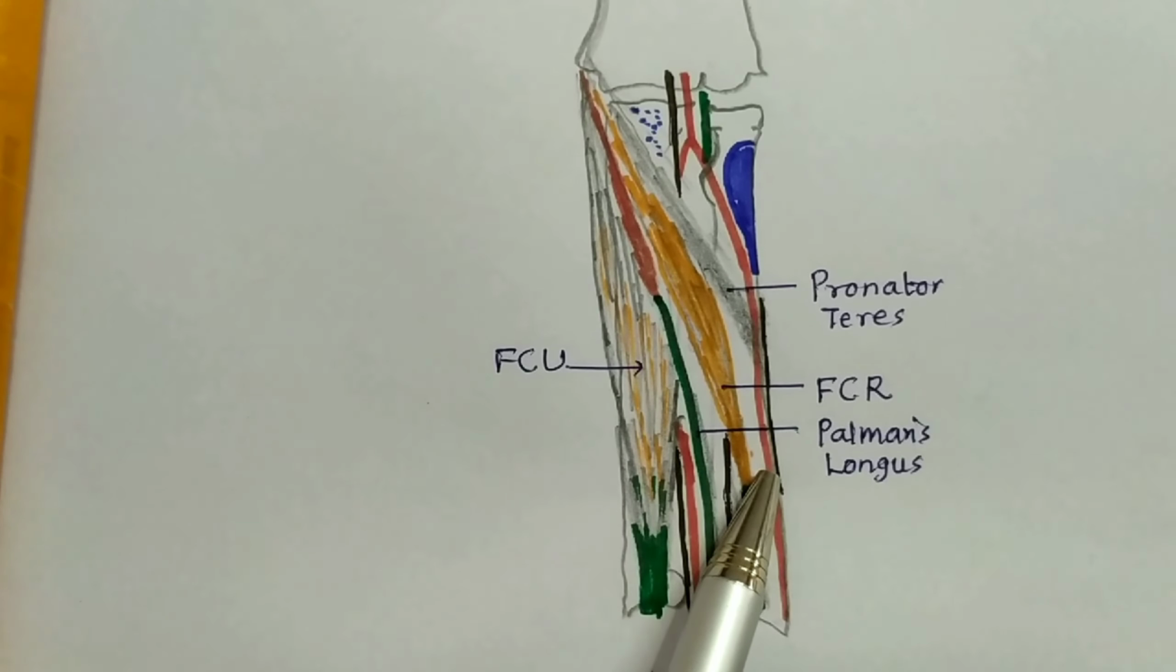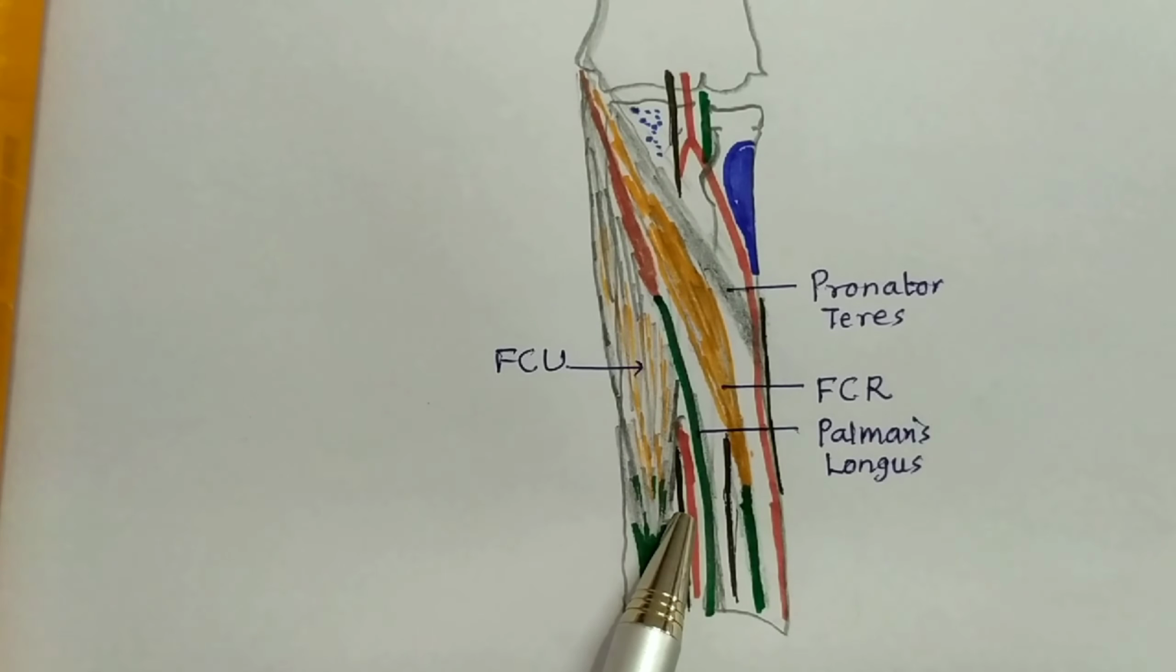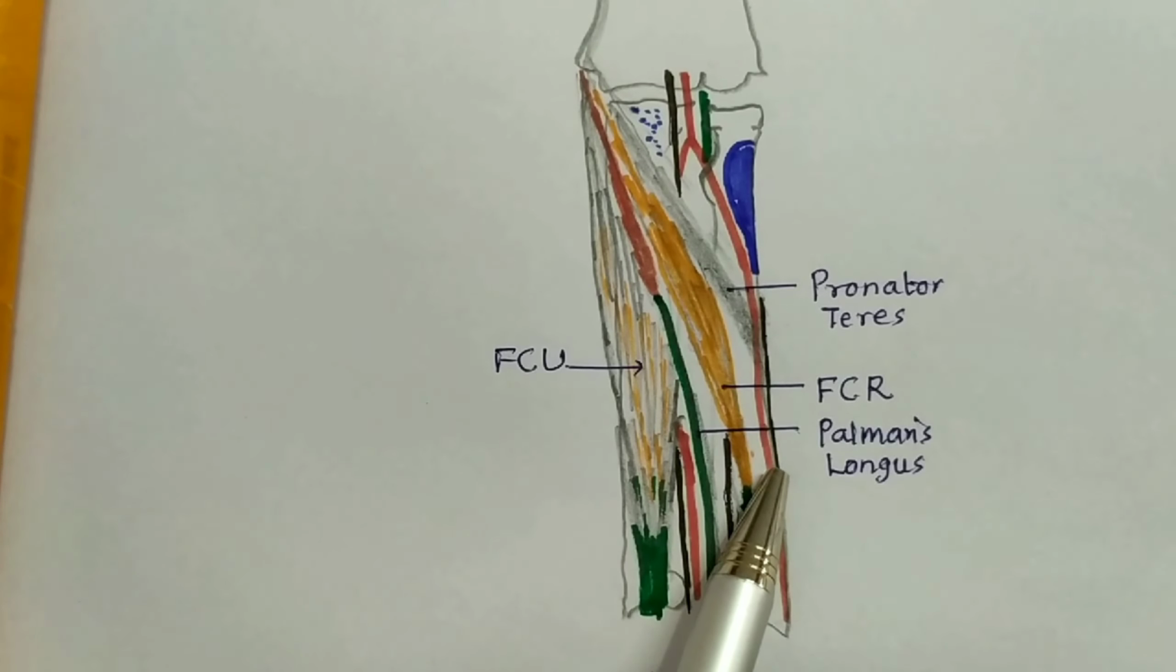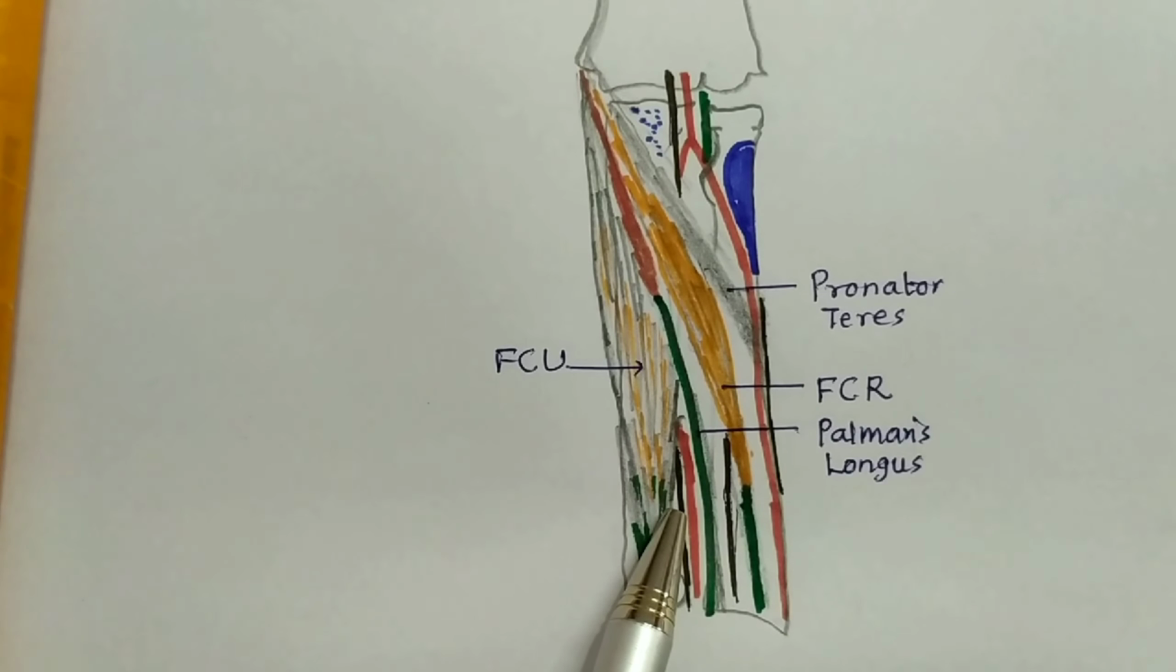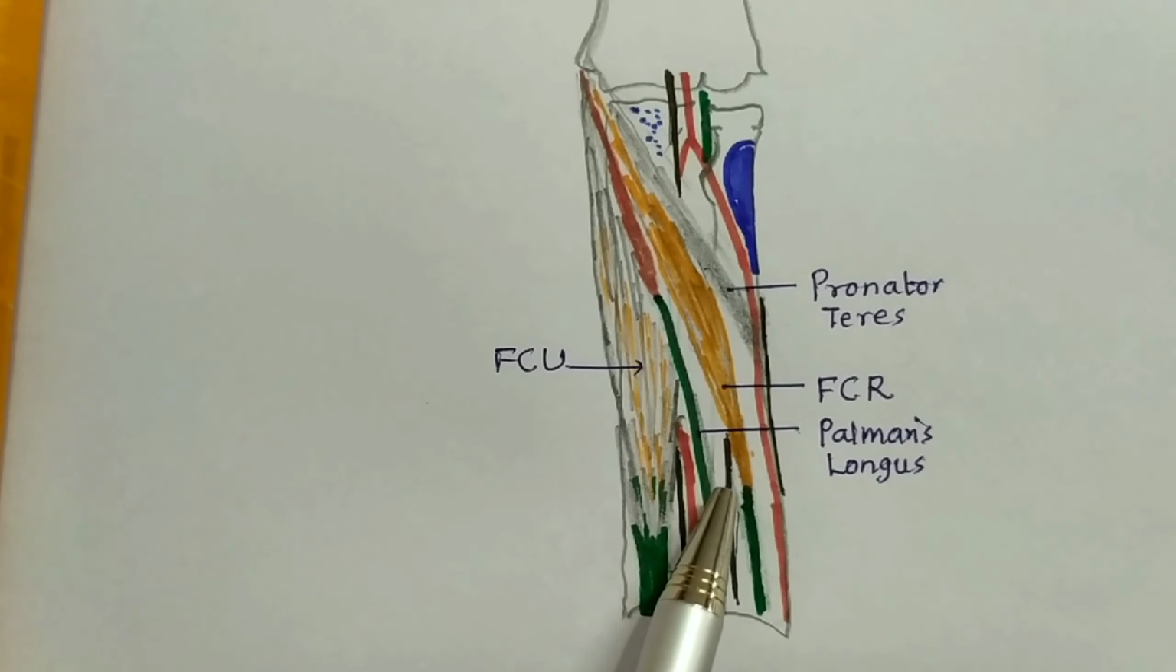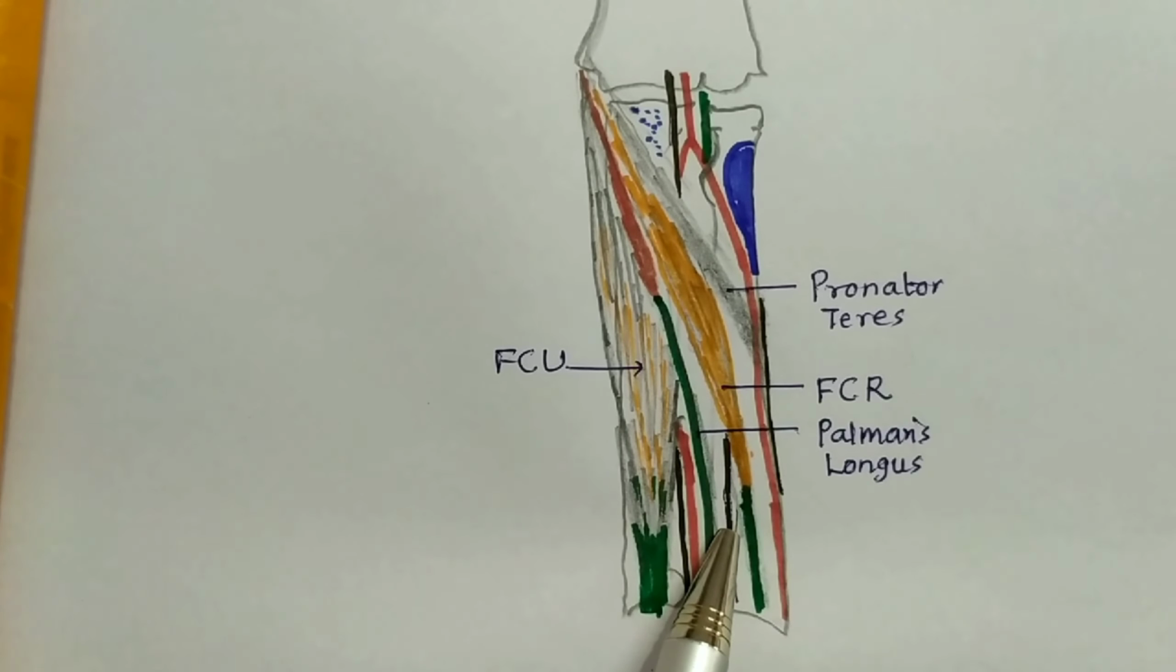So radial nerve and vessels are along the lateral side and ulnar nerve and vessels are on medial side. The superficial branch of radial nerve is lateral to the radial artery, while the ulnar nerve is medial to the ulnar artery. While the median nerve comes out from deeper aspect of flexor digitorum superficialis, and then it becomes slightly superficial and enters in the carpal tunnel.